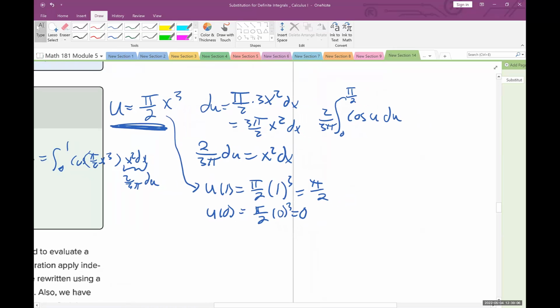So we've done, I'd say, 80% of the work. Now we've got to integrate a cosine. What's the antiderivative of a cosine? I think it's a regular sine, isn't it? Derivative of cosine is negative sine. The antiderivative is sine. And I don't want to say, because last time you were right and I was wrong, so I'm trying to double check myself. Derivative of sine is a positive cosine. So we have this 2 over 3 pi times sine of u from 0 to pi over 2.